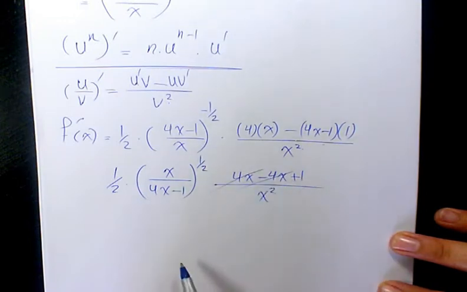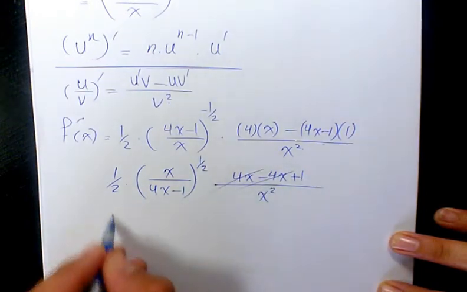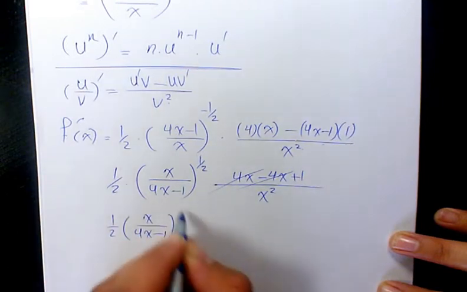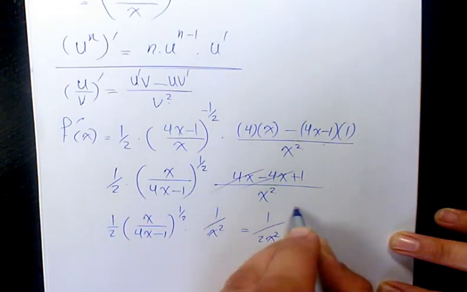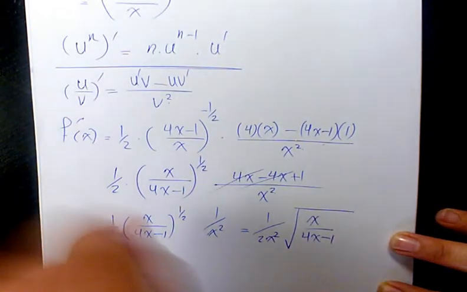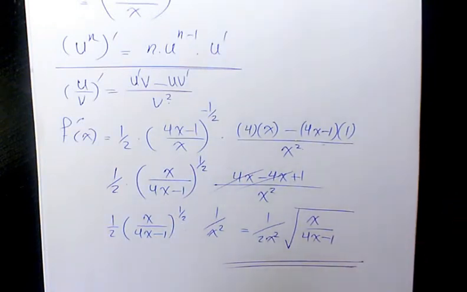4x and negative 4x cancel out, and we're going to have 1 over 2 times x over (4x minus 1) to the power of 1 over 2 times 1 over x squared. So it's going to be 1 over 2x squared times the square root of x over (4x minus 1). So that's going to be the final answer.